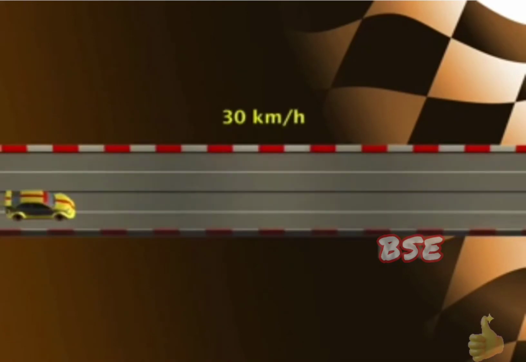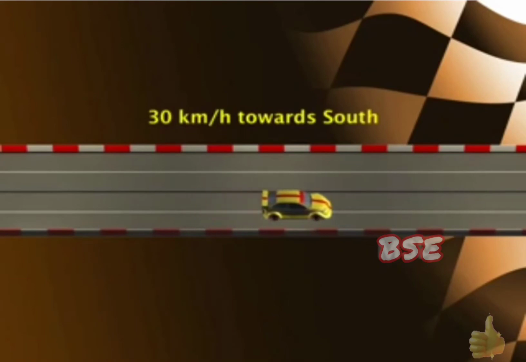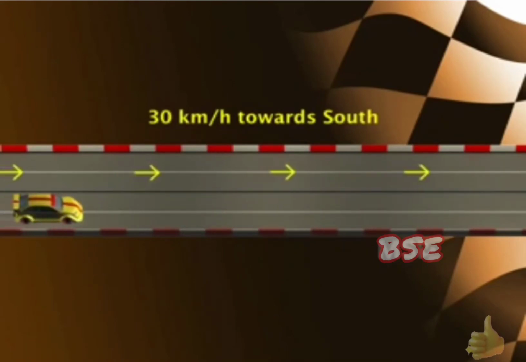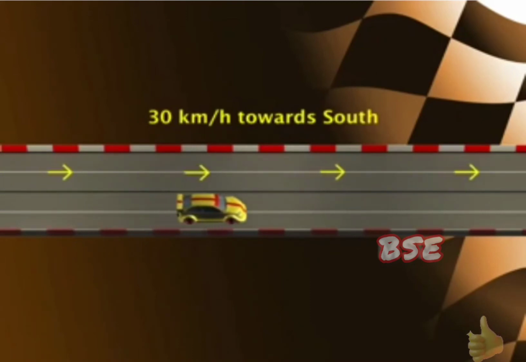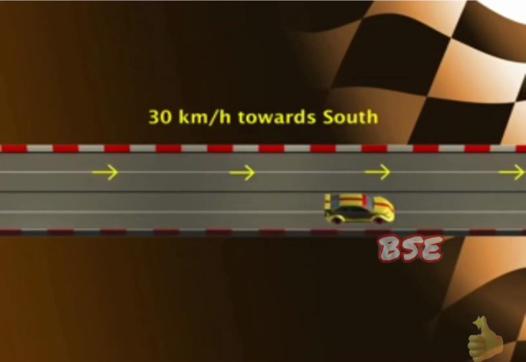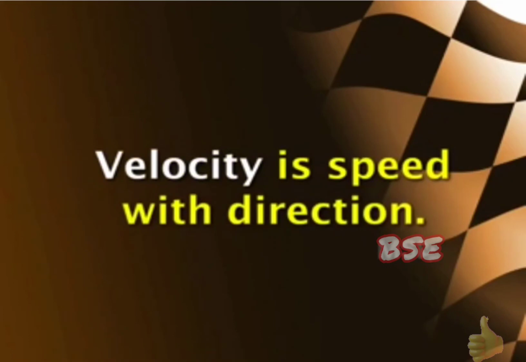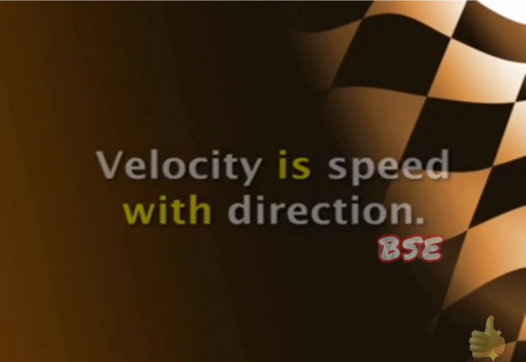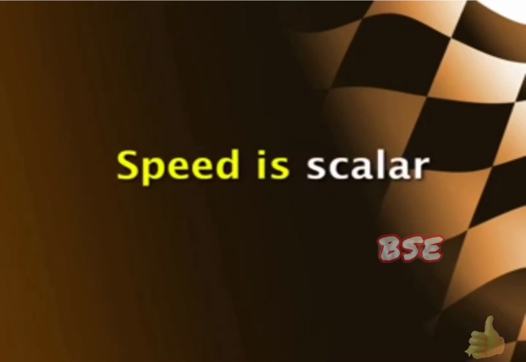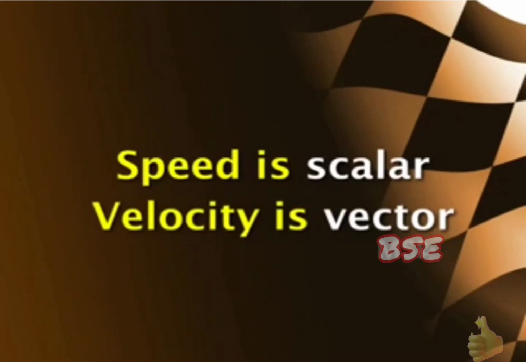If we say a car is traveling at 30 kilometers per hour, we are talking about its speed. But if we say that a car is moving at a speed of 30 kilometers per hour towards south, then we are referring to its velocity. In other words, velocity is speed with direction. Speed is scalar, as it has only magnitude, whereas velocity is vector, as it has both magnitude and direction.